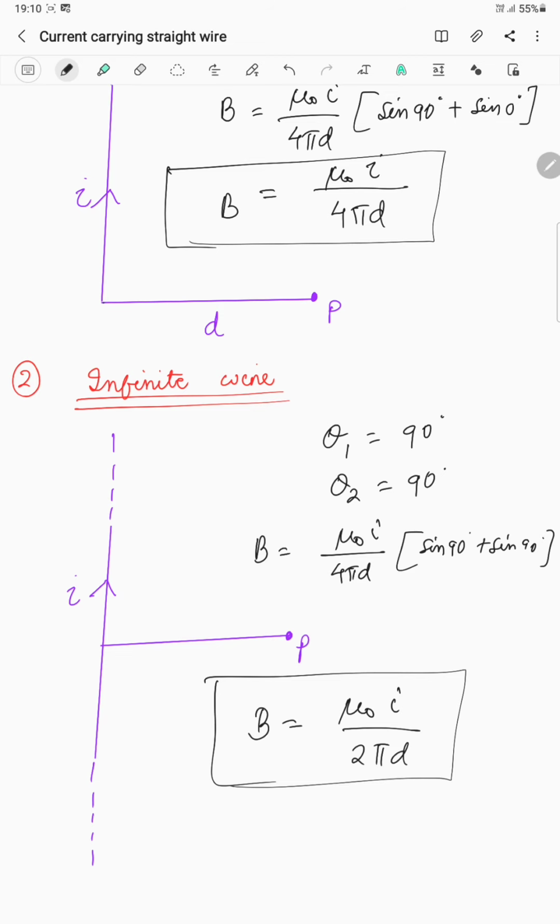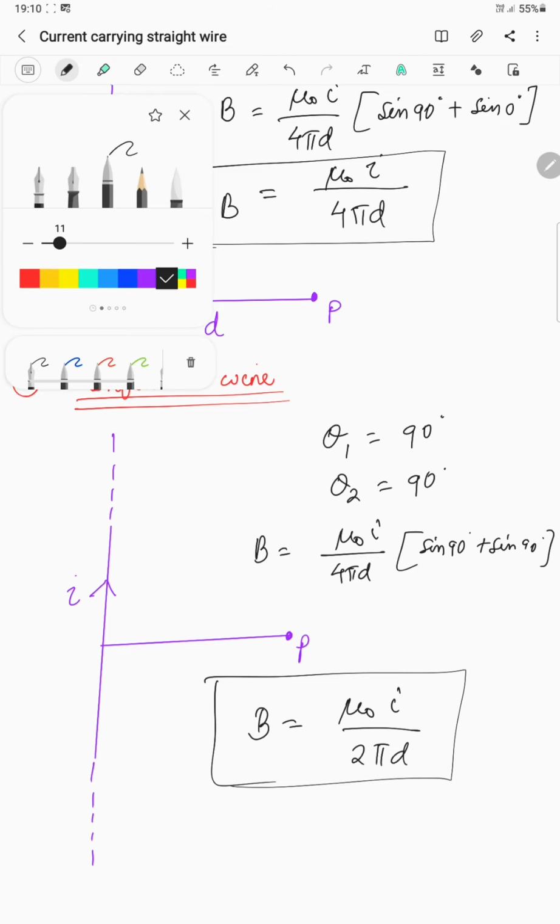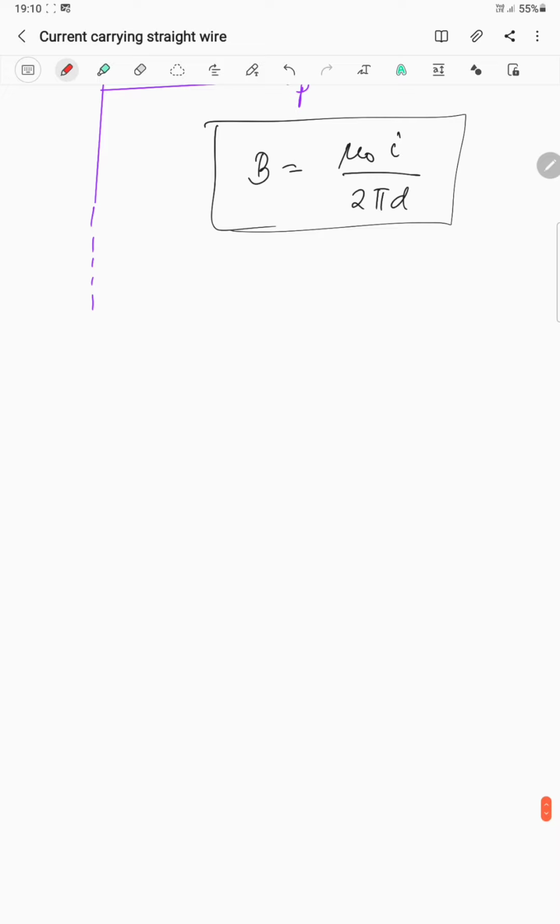Now, a very important and technical question comes in the exam for this. For that, let me do some examples. Let's do the first example. In the first case, the wire is given in this form. And they have taken a point somewhere here. At this point, P, you have to calculate the magnetic field.